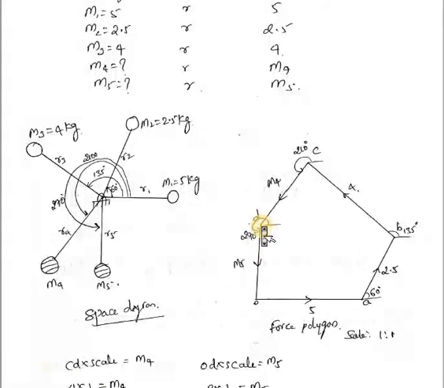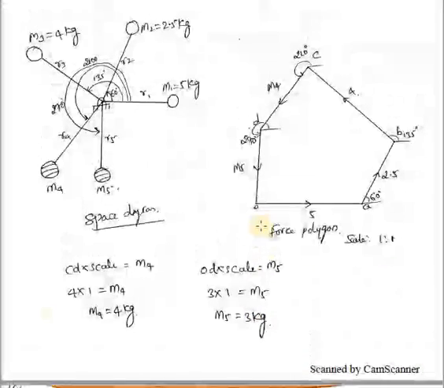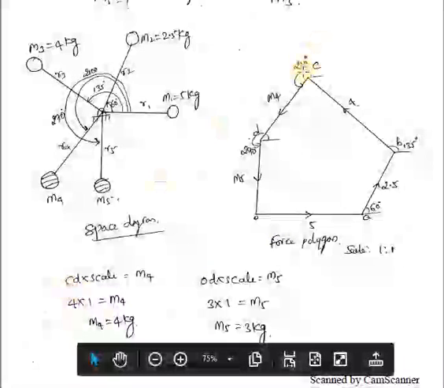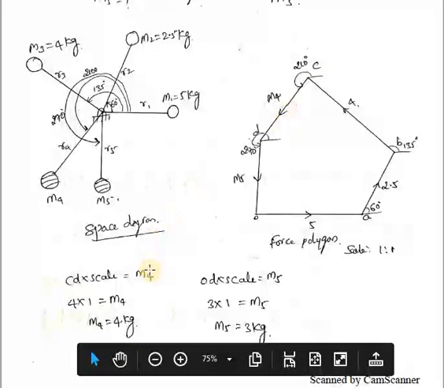You will get D. So now from the force polygon, CD into scale is equal to M4, which will give you the mass of the fourth body as 4 kg. Similarly, this D to O or O to D is M5. OD into scale is equal to M5. So M5 will be 3 kg.